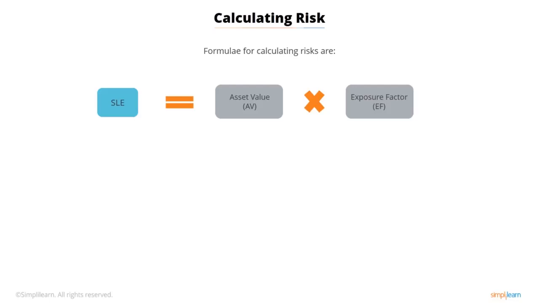If you take the value of the asset, however much it was worth, that can include purchase cost, maintenance cost, development cost, whatever the complete value of the asset is, multiply that by the exposure factor. The result is the single loss expectancy, how much you expect to lose if there's a single loss.